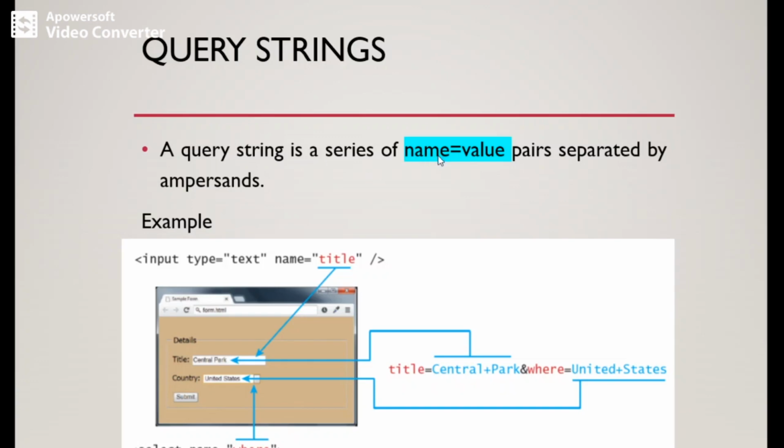So query string is a series of name equal to value pairs separated by ampersands, also you can see. So like here, now in this form the user enters the title, Central Park, country United States, and he clicks on submit. So immediately it moves to the next page. And there you can see in the address bar some data will appear. Along with that, the query string will appear, that is title will be equal to Central plus Park and country is equal to United plus States. So instead if you are checking the results, it will come where USN is equal to 4CB17IS020 like that.